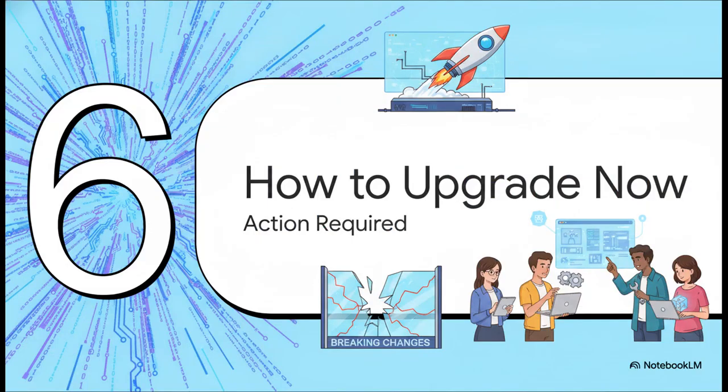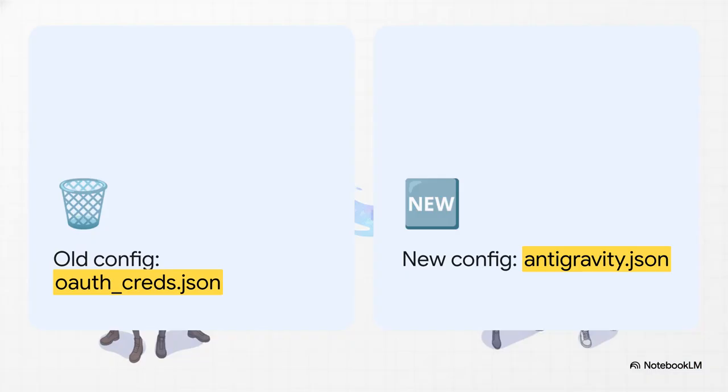And finally, Section 6. How to upgrade now. Action required. Take a close look at the shift in credential storage paths here. The old path sitting under .gemini is entirely gone. The new anti-gravity auth system creates a cleanly separated schema over at .config/gsearch/antigravity.json. On top of that, the OAuth scopes have been expanded to support the new anti-gravity tracking requirements.